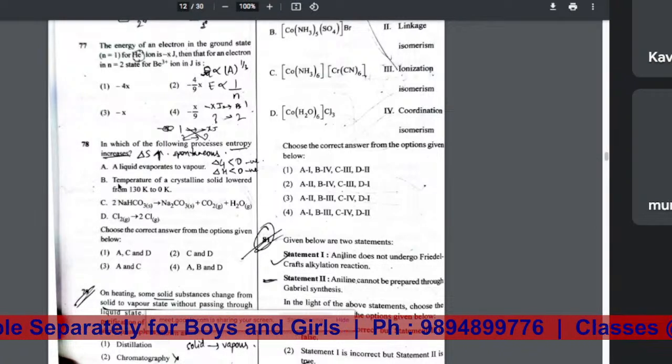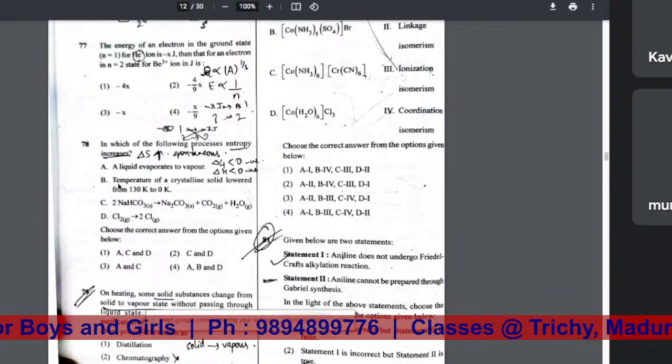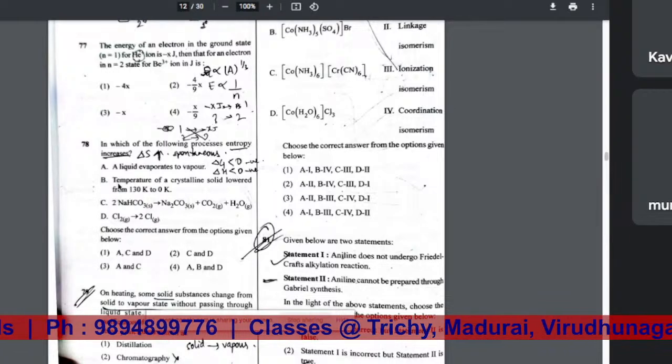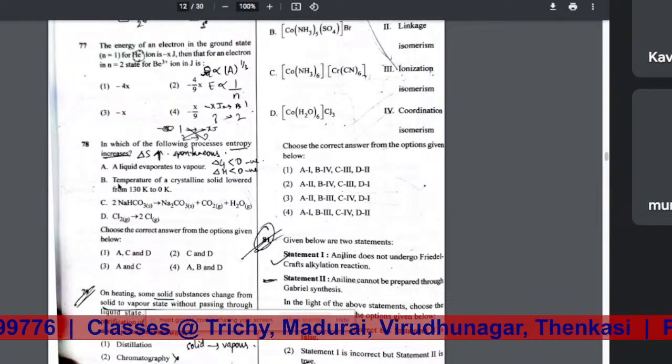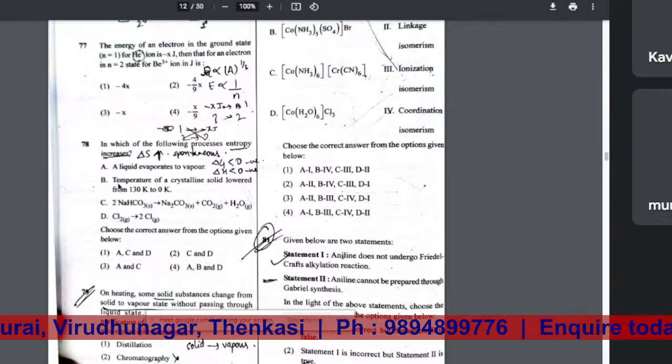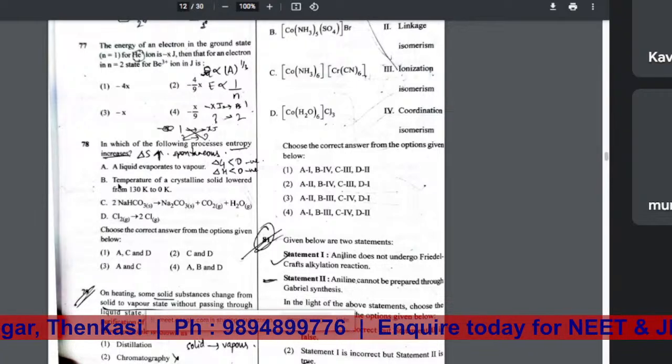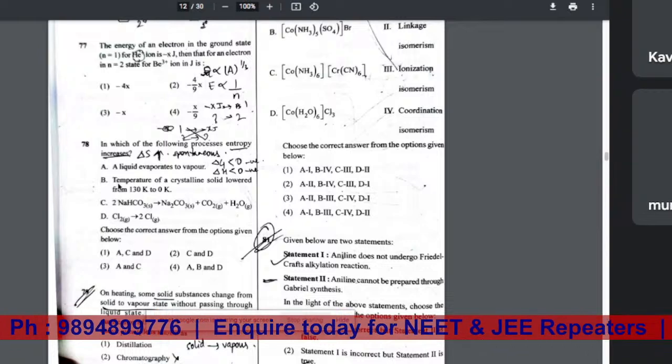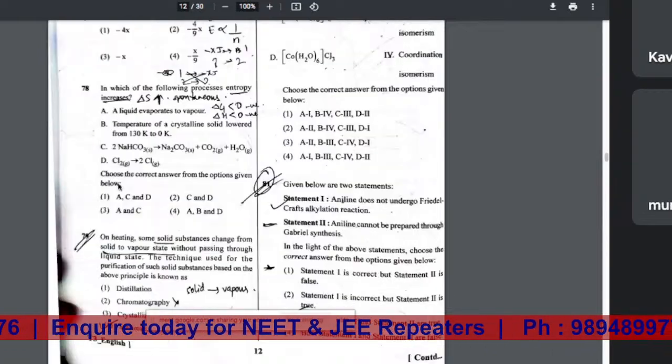The correct answer is A, a liquid evaporates to vapor. Okay. A and C is the correct answer. So the third option is the answer for question number 78. Okay. Now, question number 79.